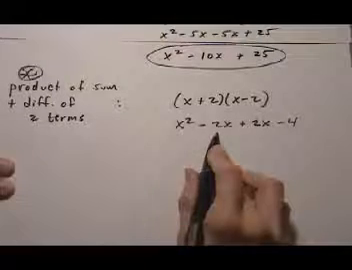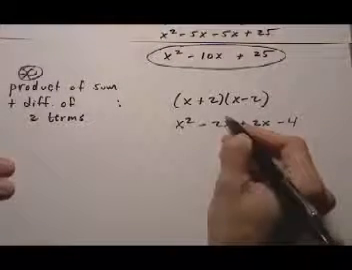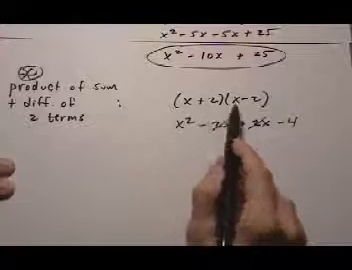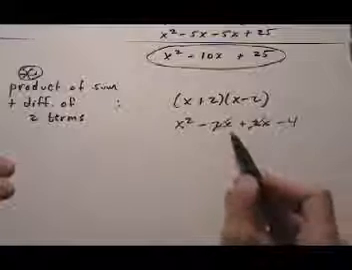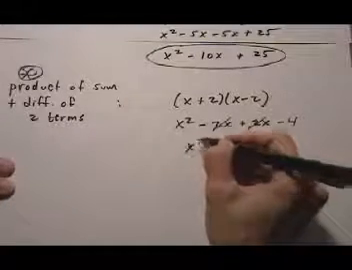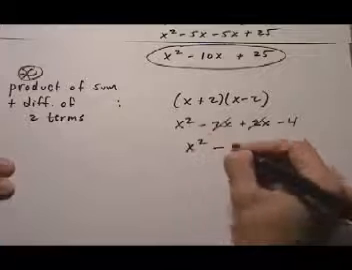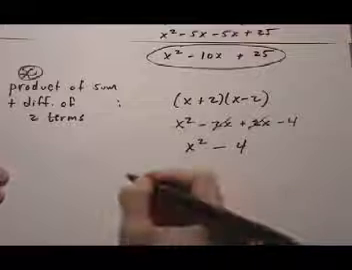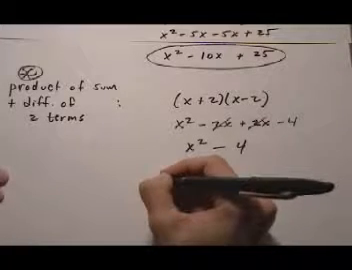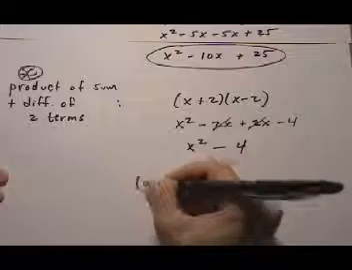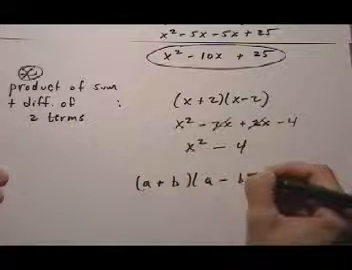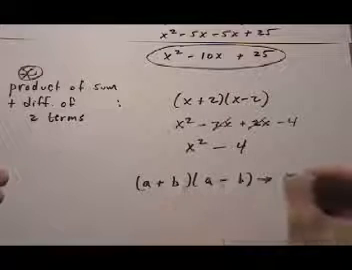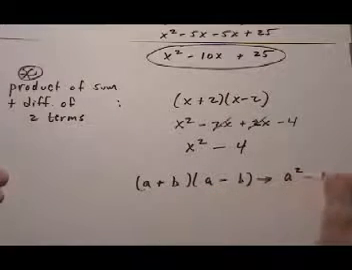Look what's going on with the middle terms. Minus 2x plus 2x cancels out. Anytime you have a sum and a difference of the exact same two terms, the middles are going to cancel out. And what you're going to end up with is the first term squared, take away the last term squared. So this is the formula that's worth memorizing. If you have a plus b times a minus b, that's always going to give you a squared, the first term, take away b squared, take away the second term.